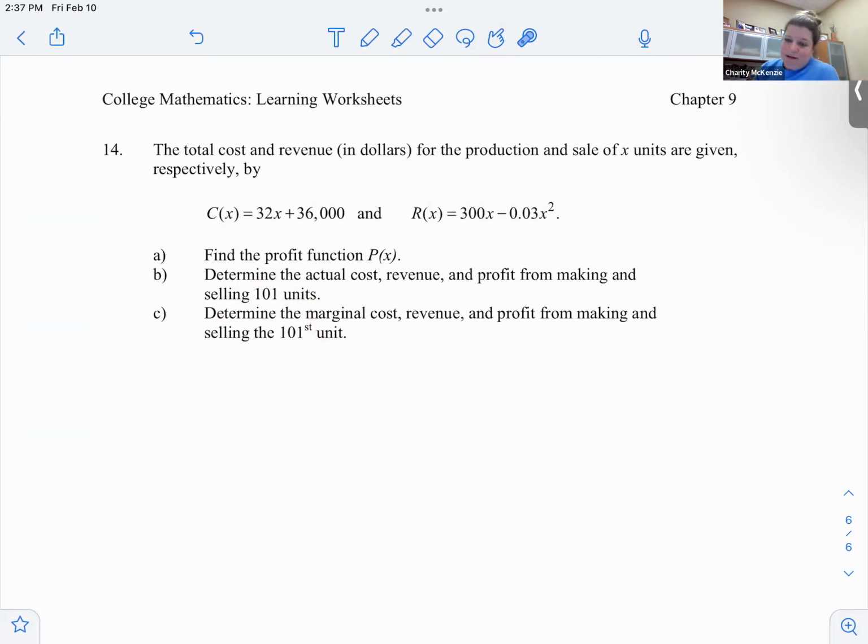That's actually a long problem. This is similar to something I'd put on an exam because it kind of makes you do all three in one problem.